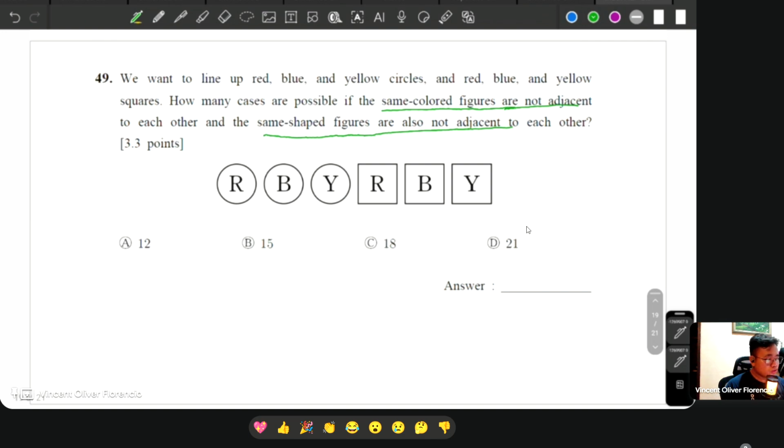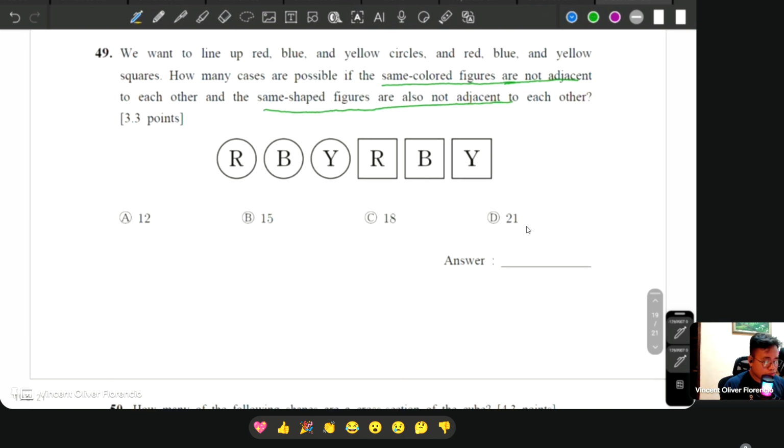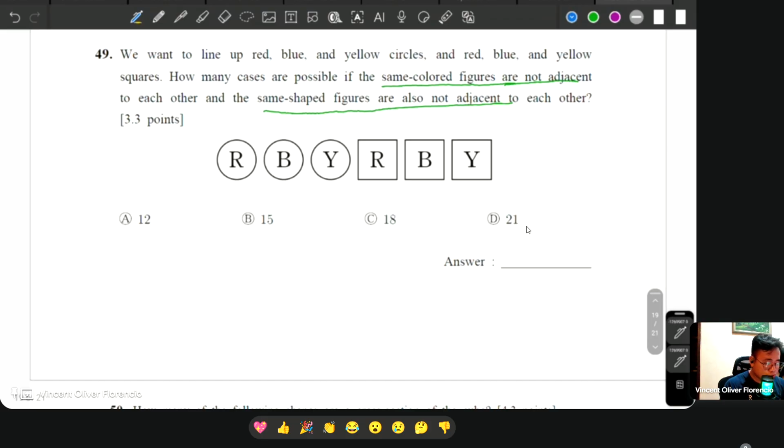Are we clear? So the only possible way here, in terms of figures, is that we have six figures, and so you have circle, square, circle, square, circle, square. This is the only possible arrangement, although you can still transform that into square, circle, square, circle, square, circle. There you go.